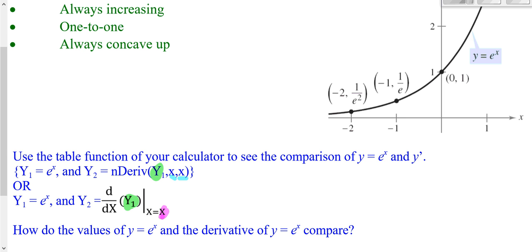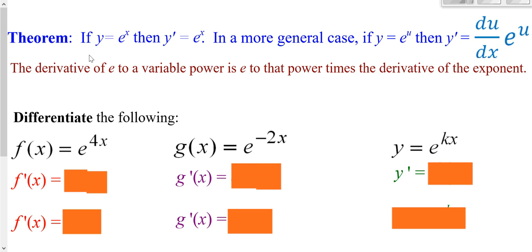And then hit graph. And you'll notice your derivative really ends up going over the top of your original function. So in other words, does your derivative of e to the x compare to e to the x? Well, they're the exact same thing. So in other words, if you have y is equal to e to the x, well, the derivative is also e to the x. It's very uncommon where your derivative is equal to your original function, but in this case it is.